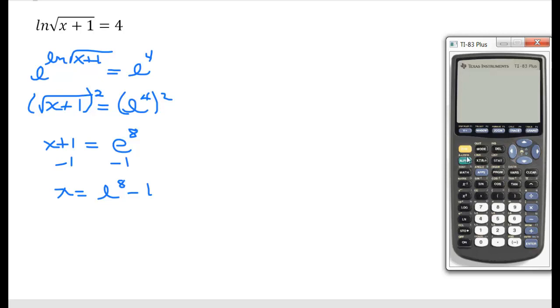So we will take e, which is the second of the natural log, and raise it to the 8th power, and then we'll subtract 1 from it, and our answer is approximately equal to 2,979.957 thousandths.